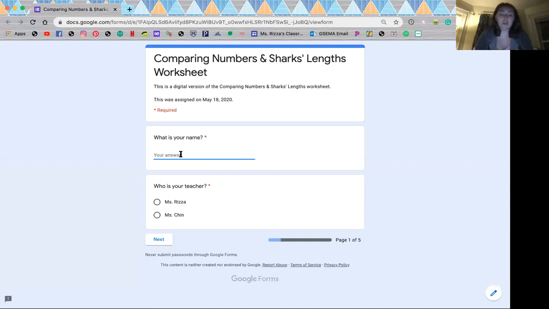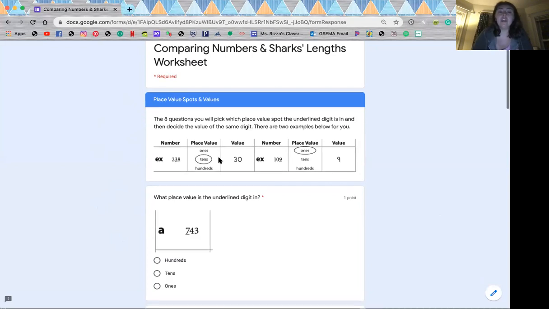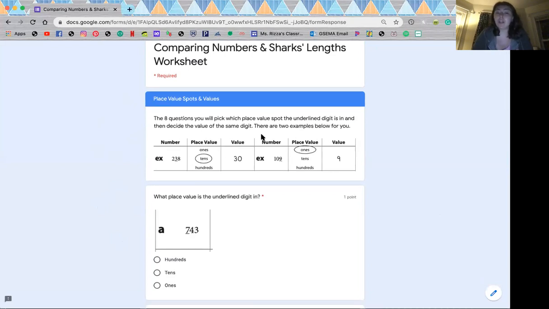So you're going to answer what your name is, and then you're going to pick your teacher. So Miss Riza or Miss Chin, so that way we know which class you're in. You're going to press next. Then the same worksheet questions are on here. I just typed them out instead. So here's the examples. It gives you the directions.